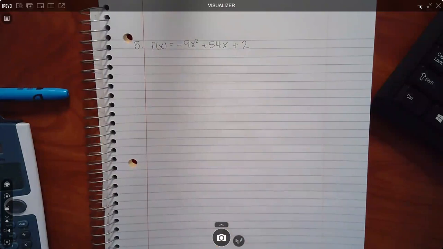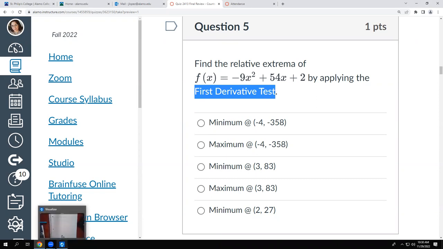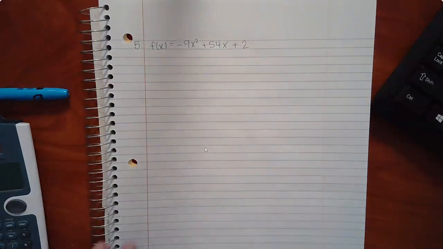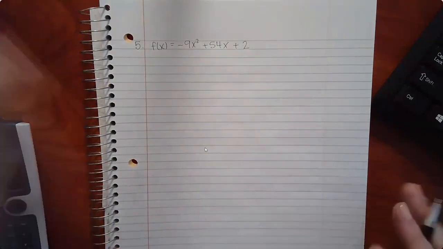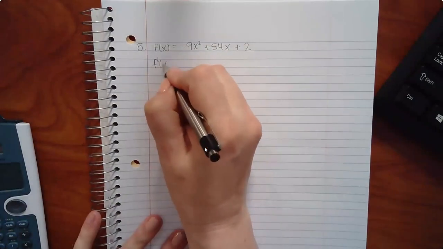I'm gonna go look again real quick. And it tells me exactly how. It says I have to apply the first derivative test. I mean, are they gonna know? I'm only gonna look at your paper if you get it wrong, right? So we'll do what it says though. The first derivative test means I'm probably gonna need the first derivative, right?